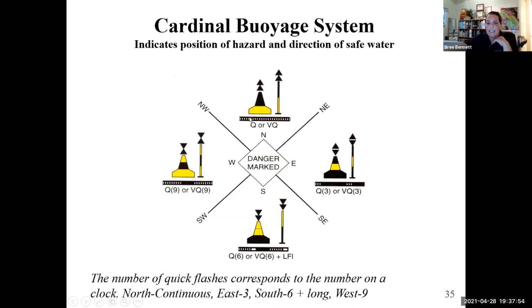It also has the light characteristic that I would say is associated with the clock, right? If you want to go to the east, it's 3 flashes. If you want to go to the south, it's 6. If you want to go to the west, 9, or continuous flashing to the north.